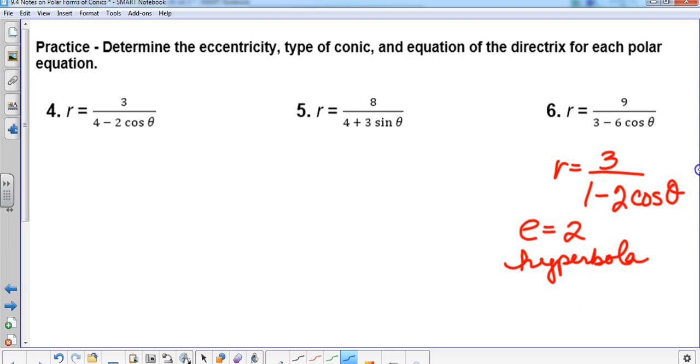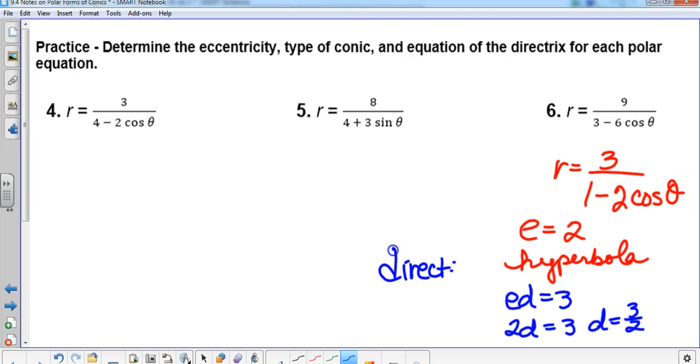The numerator is E times D. But if E is already 2, then D is what? 3/2. So the equation of the directrix, X or Y, positive or negative?